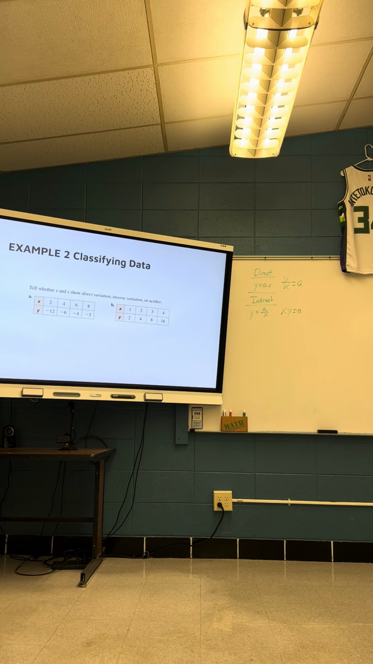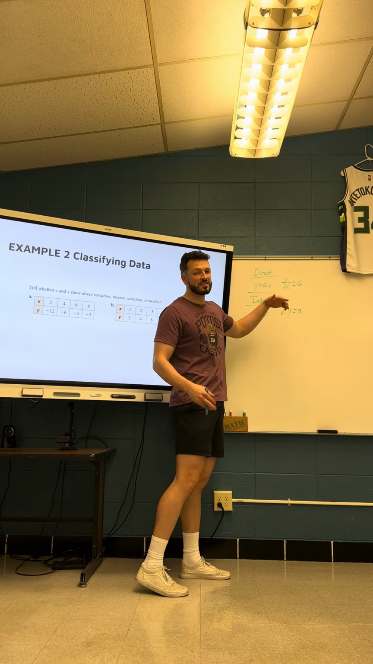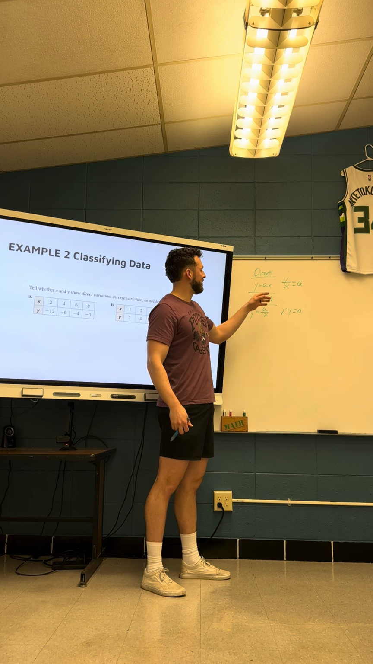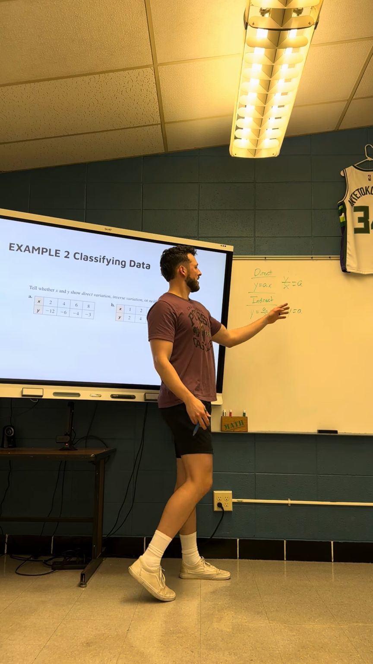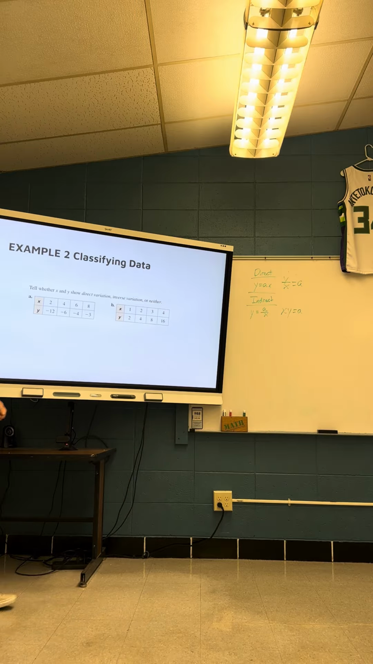All we're going to do is take y divided by x. If we get a value, that means it's going to be direct variation, as long as it's consistent and stays the same. Same thing for indirect, we're going to take x times y. If it gives us the same value through each set of data points, then it's going to be indirect. So first, we're going to test to see if it's direct. We've got 2, -12; 4, -6; 6, -4; 8, -3.